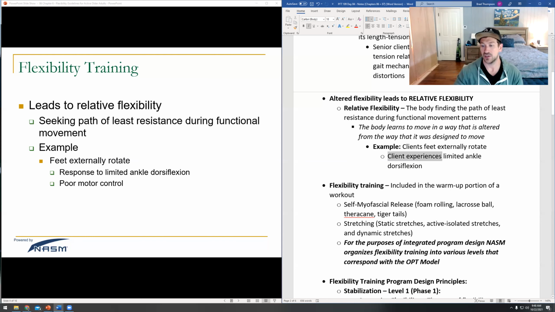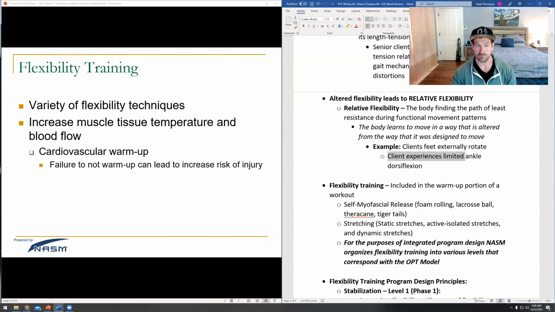And that's because they are experiencing limited dorsiflexion. And so instead, they get to keep doing plantar flexion, and they just turn the foot externally. And then that dorsiflexion doesn't have to happen, and they get through their full range of motion, or at least they feel like they get through their full range of motion.